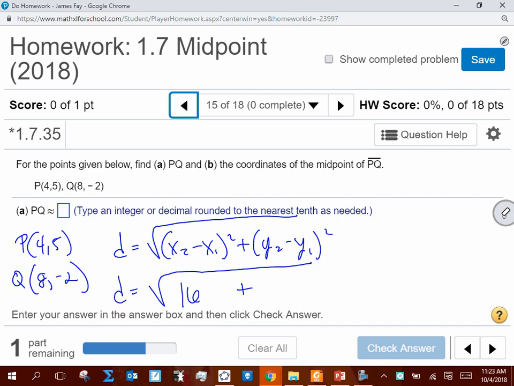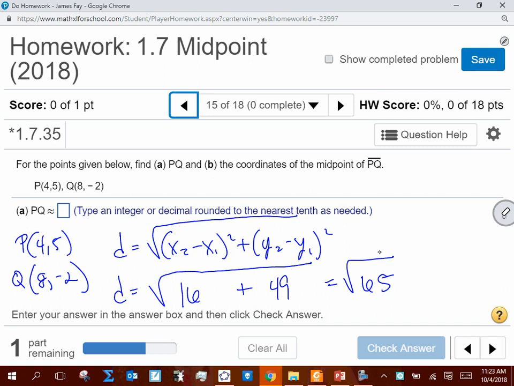Okay, so this is where maybe some of us are getting ourselves in trouble. If I go 5 minus -2, minus and negative turns into addition, right? So 5 minus -2 turns into positive 7. So then we'll square 7 and get 49. Okay, add those together under the root. What's 49 plus 16? That gives me 65, right?